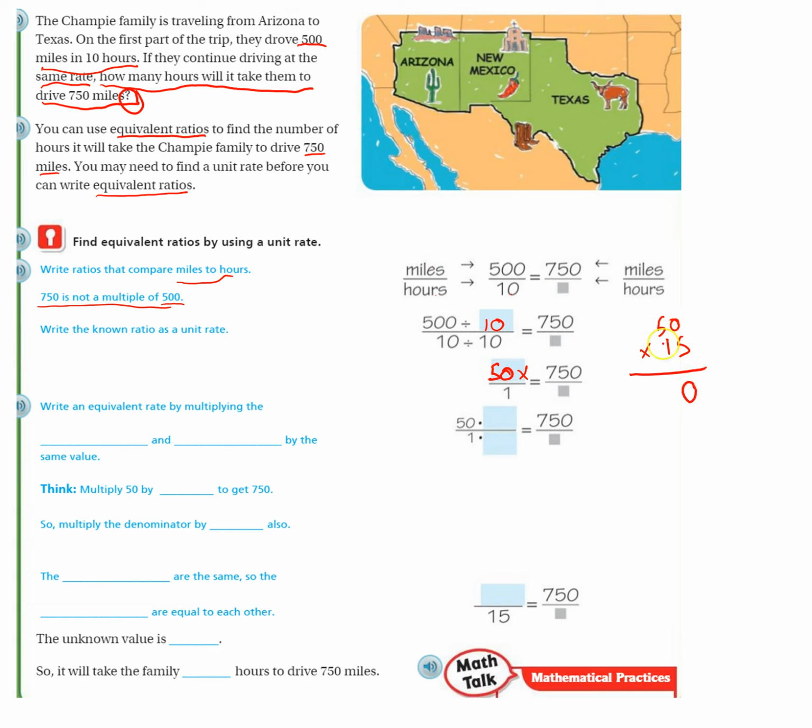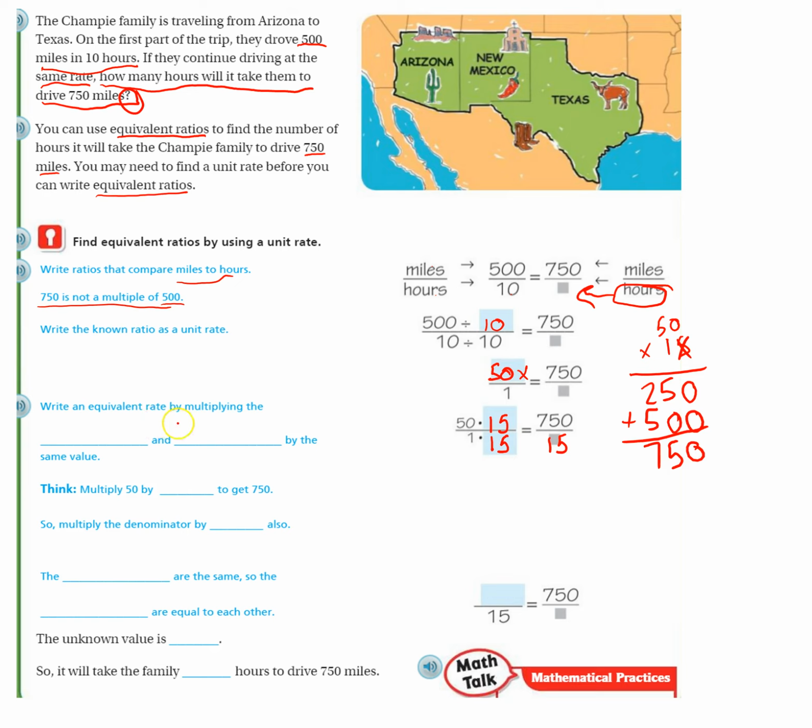5 times 0 is 0. 5 times 5 is 25. Done with the 5. 0 placeholder. 1 times 0 is 0. 1 times 5 is 5. We add those, we get 750. So yes, that is correct. So 50 times 15. 1 times 15 is 15, and remember, hours were along the bottom. So it's going to take them 15 hours.